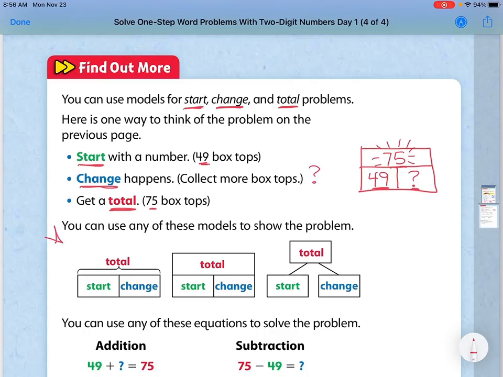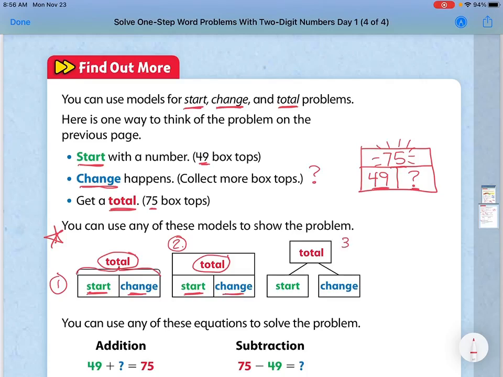So in this area, it just shows that here's three different ways to model this problem. We have this first model here, which shows the total up above in this bracket here. We would put the total number there. We would put our start number here, and our change number would go there. Here's another model. This is the bar model that we're familiar with. The total goes in the top. The start goes over on this side, the left side, and the change goes on that side.